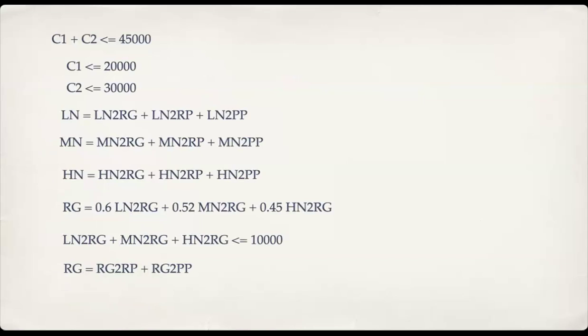And we have the capacity of the distillation column. The distillation column is limited to 45,000, right? So C1 plus C2 must be less than or equal to 45,000. And C1 must be less than 20,000. C2 must be less than 30,000.